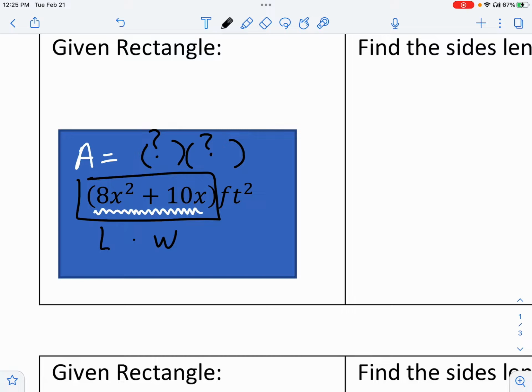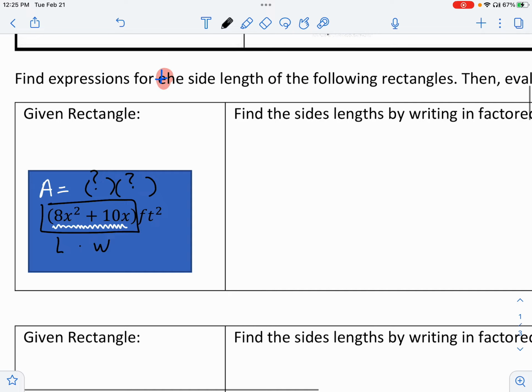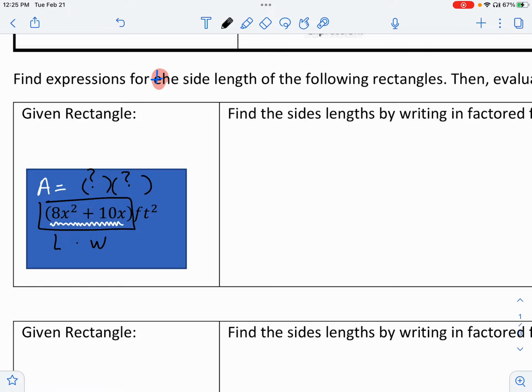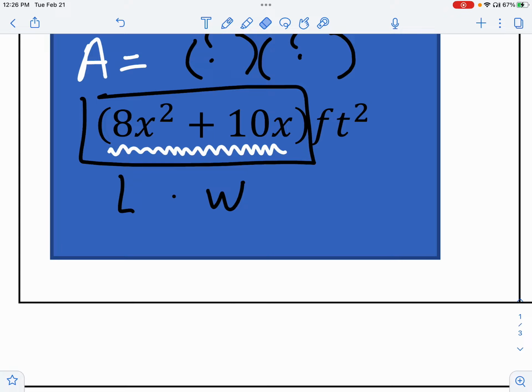In order to do that, we're going to write this in factored form, so we're going to go through the process of factoring. Step number one, I better be looking for a GCF. That's how you pull something apart, that's how you factor it: you write it as its two factors. I know that 2 goes into 8 and 10, and they both have a single x. So when I divide these items by 2 and by x, let's see what I have left.